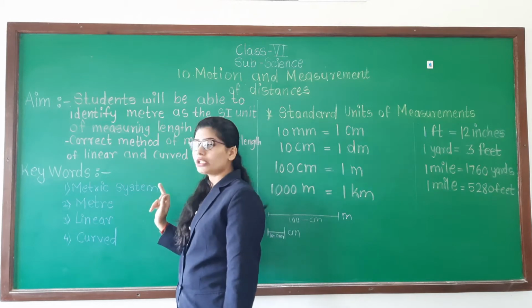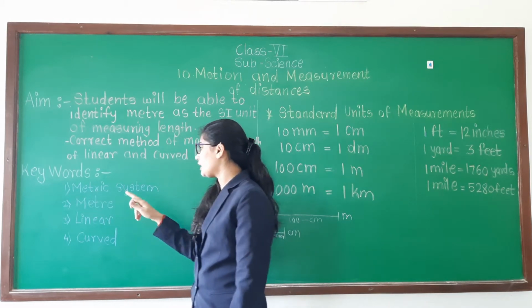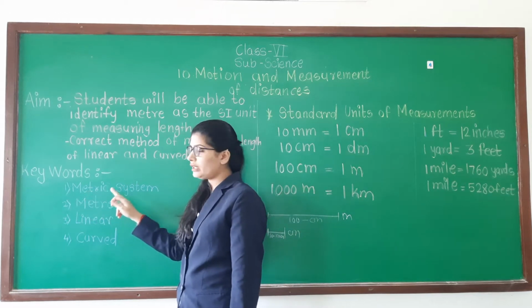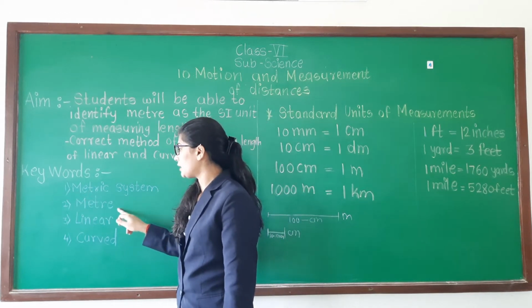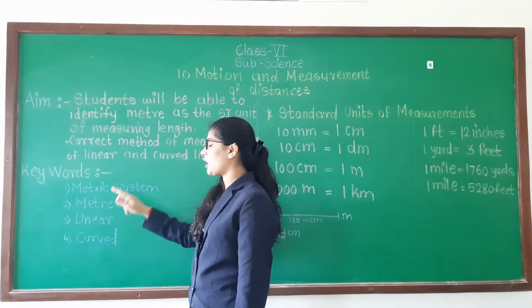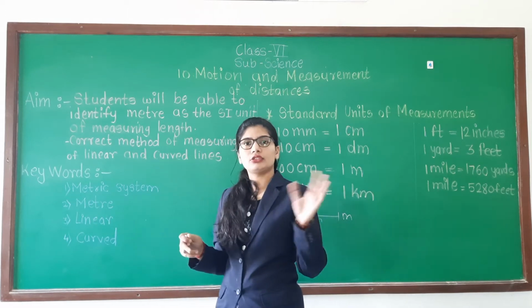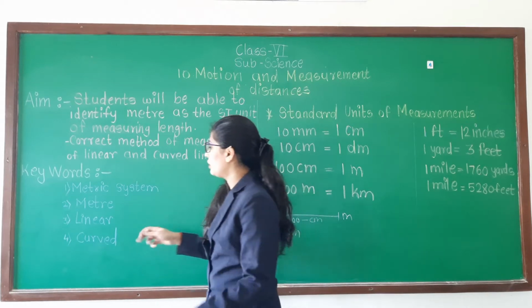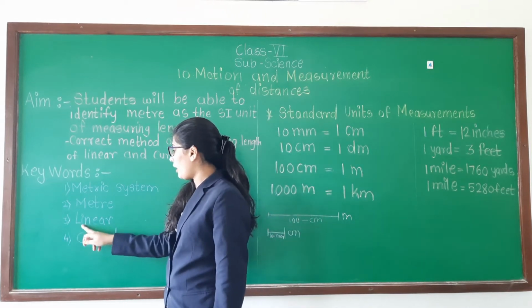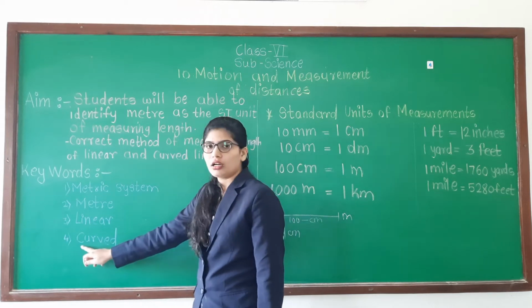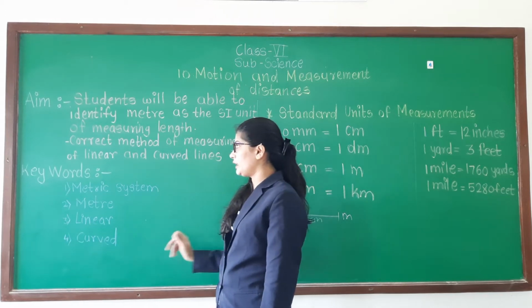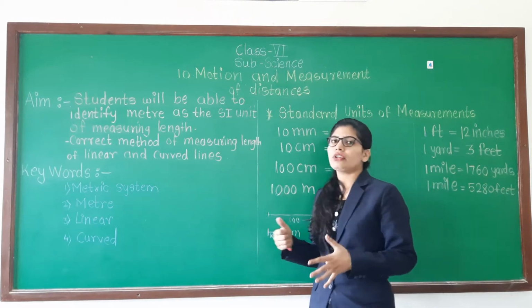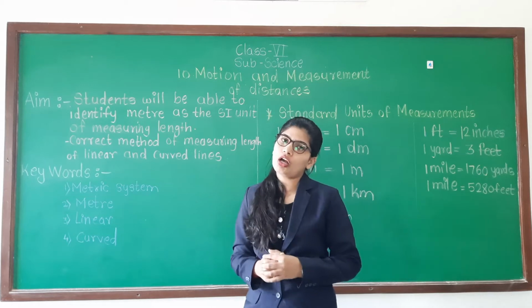Now write down the keywords. First is metric system, METRIC, metric system. Then meter, METRE. Meter can also be written METER, so both the spellings are correct. Then linear, LINEAR, and curved, CURVED. So take the screenshot afterwards and then write down the aim and the keywords in your notebook.